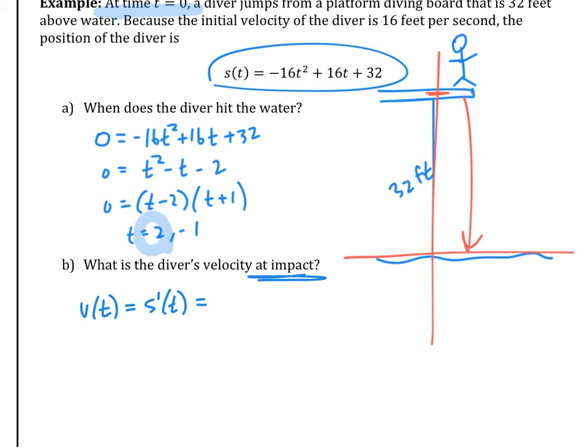All right, the first thing we need to do is take the derivative. And then we plug in 2. So it says he was going negative 48 feet per second when he hit the water.